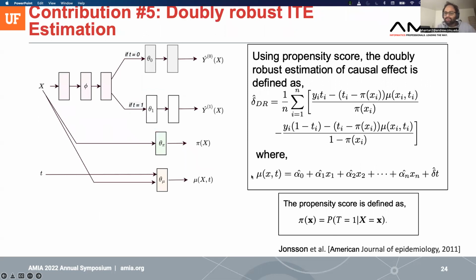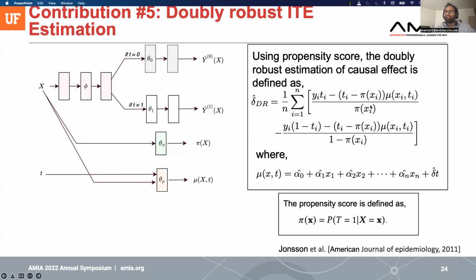Next, we use the doubly robust formulation by Johnson to ensure faster convergence. So this is the traditional way of formulating the doubly robust loss, where pi is the propensity network and mu is an auxiliary network. Traditionally, they are all linear. Pi is simply logistic regression aiming to predict the probability of getting treated. And mu is a simple auxiliary network which takes the covariate vectors and the treatment assignment.